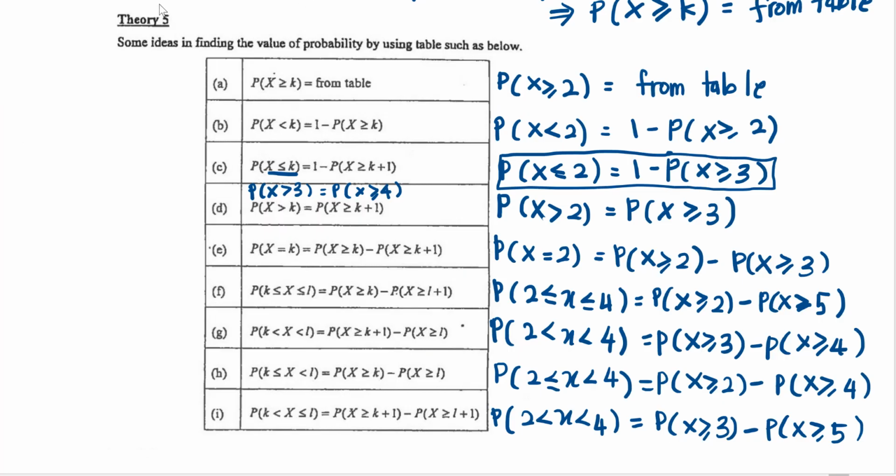In other words, we must use this table to get the probability for the binomial distribution. To find the probability of X greater than or equal to k, we can get the answer from the table. But if we want to find the probability for others, such as less than, less than or equal to, or greater than, we must use this formula with the table. I already made an example for you, so you can look at this formula and also the example that I have given. Thank you.